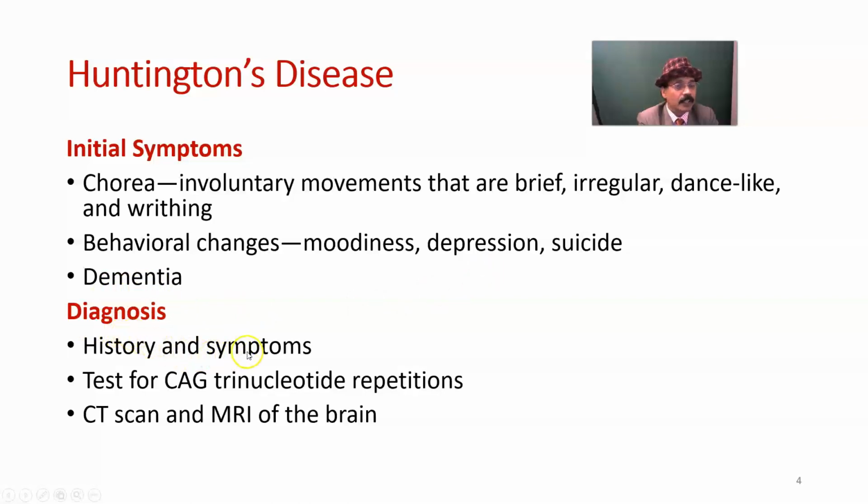Diagnosis: history and symptoms. If there is a family history, you can easily go to the diagnosis. Test for CAG trinucleotide repetition. It can be tested in the blood. CT scan and MRI of the brain will give us a good idea of anything abnormal in the brain. We'll find out any damage due to the disease process.